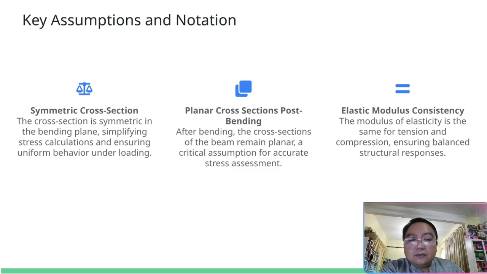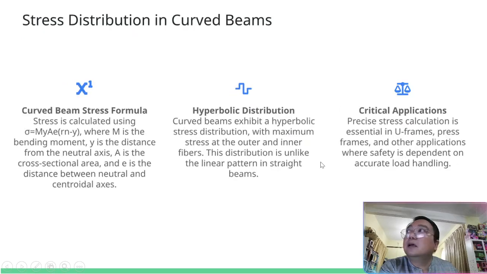Okay, to simplify the calculation and make it easier, we assume a consistent elastic modulus. So the curved beam stress formula, stress is calculated using this equation, which you can see better in the textbook, where M is the bending moment, y is the distance from the neutral axis, and A is the cross-sectional area, where e is the distance between the neutral and central axis.